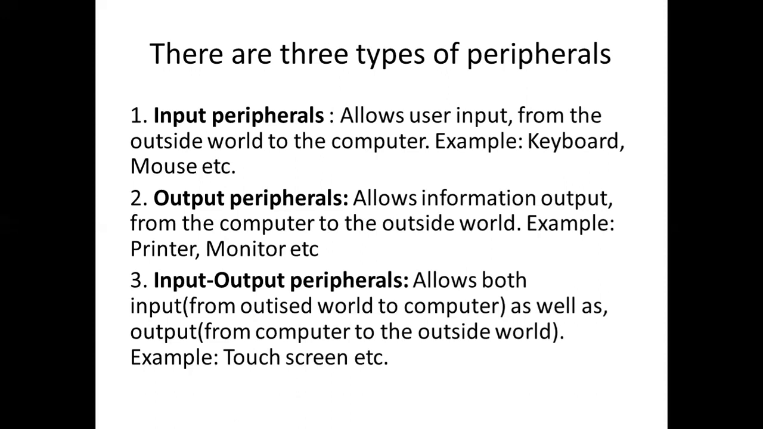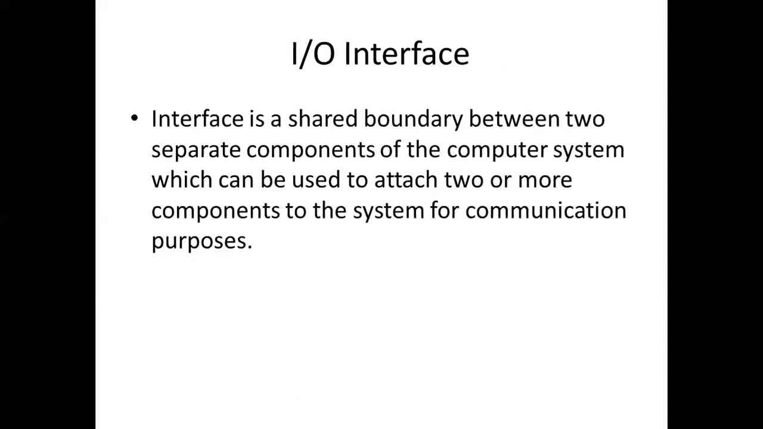Okay, moving on from the peripherals now. These peripherals somehow need to connect and communicate with the central processor, as well as the RAM. Now, for that to happen, there is a need for an interface. An interface is what shares the boundaries between the separate components of the computer system, and can be used to attach two or more components for communication purposes.